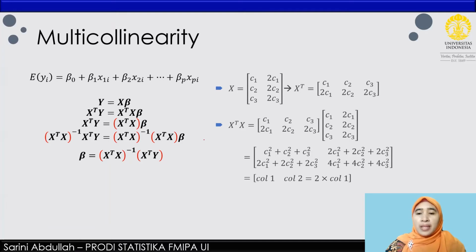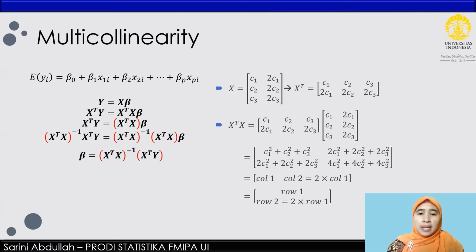Now look at the result here. We have column 1, here is C1 squared plus and so on. We can see that the second column is 2 times the value of the first column. It means that in the X transpose X matrix, there is one column that is a multiple of the other column. Statistically speaking, we say that the second column is highly correlated with the first column. In this case, it's perfectly correlated.